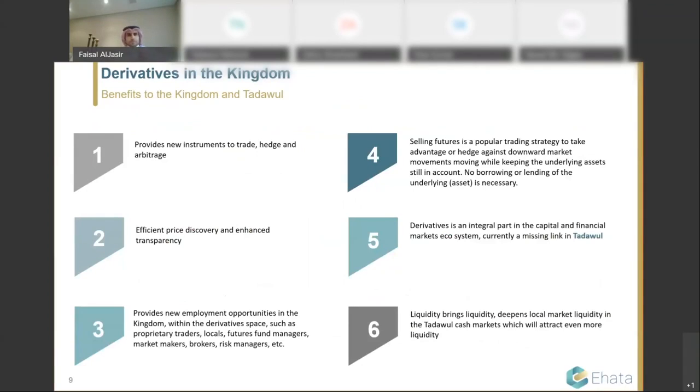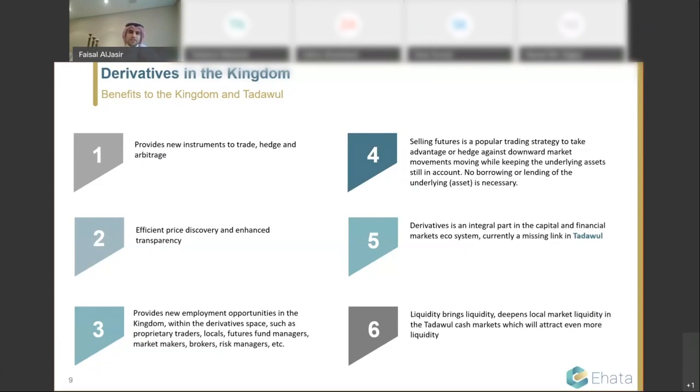So benefits to the kingdom and Tadawul. I would start here with it does provide new instruments to trade, hedge, and arbitrage. And I would stop at this point basically just to see who typically trades derivatives. So traders of derivatives are going to be either hedgers, speculators, or arbitrageurs.